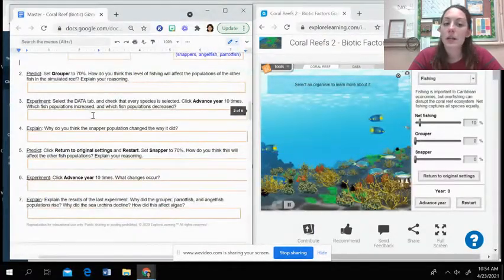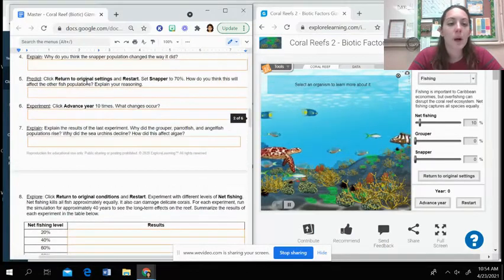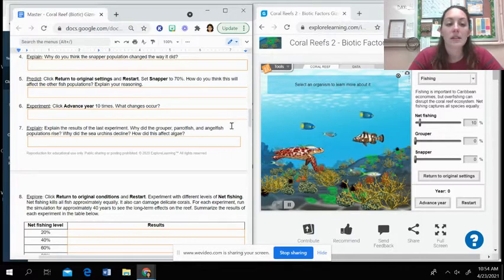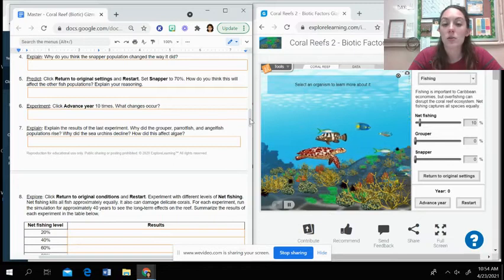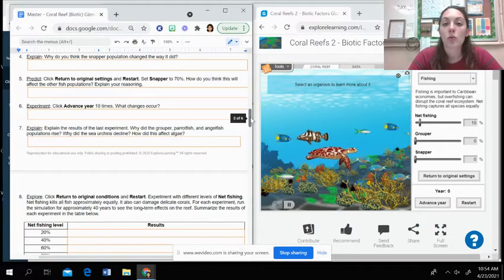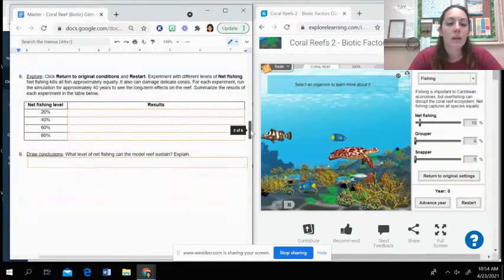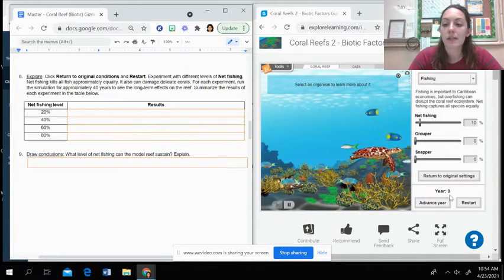So what you're going to do is you're going to work through the questions. You're going to see what happens when there's an increase in groupers and see what happens to the snapper population. Then you'll return and restart and then look at the snappers and see what happens to the other organisms, and then also looking at what happens to the coral and the algae and the sponges and the sea urchins. Then what you're going to do is you're going to return to original settings and restart.